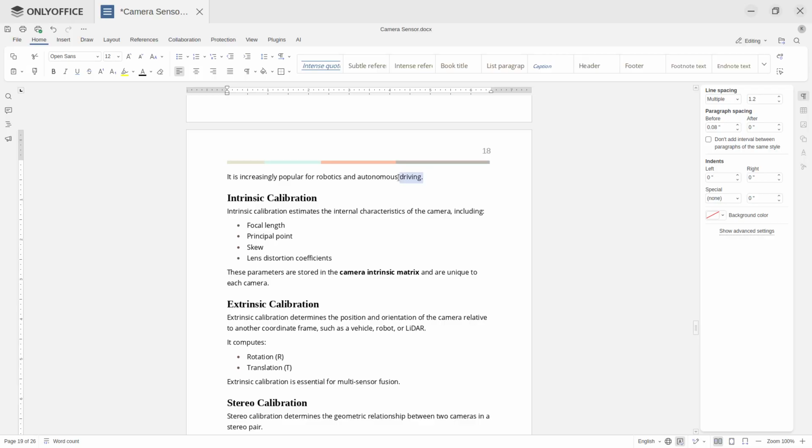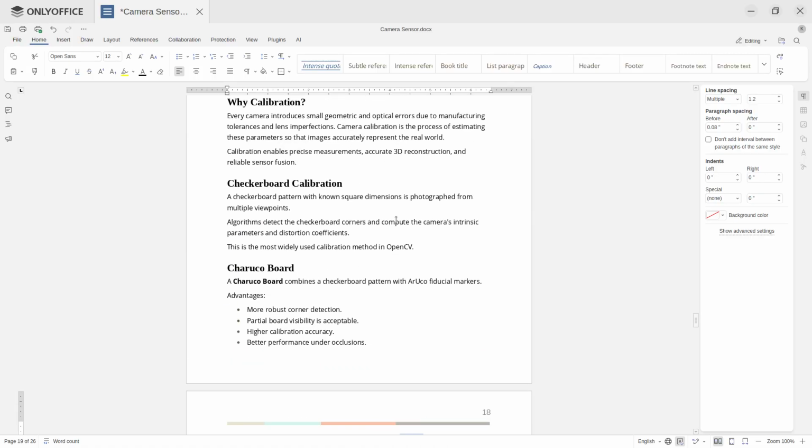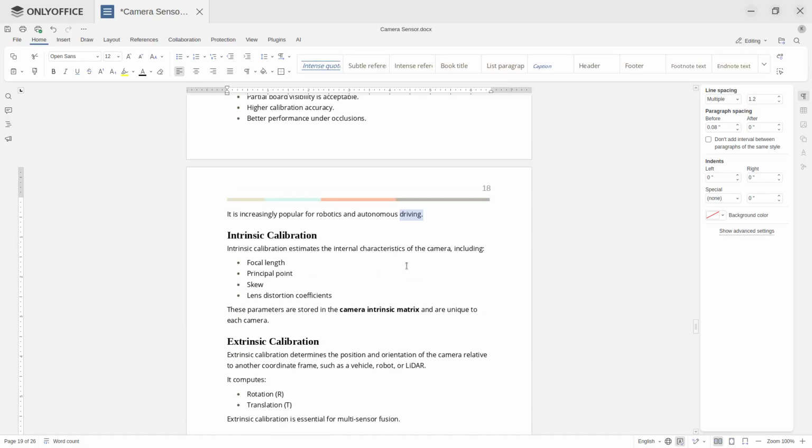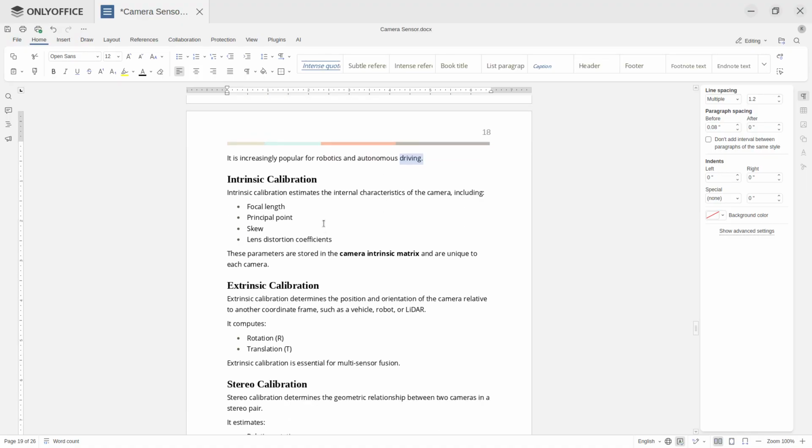See, in autonomous driving, in any autonomous system wherein you are using different sensors, it is very important that you do calibration and try to understand what are the basic inherent errors present in it. Now, intrinsic calibration. Intrinsic calibration estimates the internal characteristics of the camera, including focal length, principal point, skew, lens distortion coefficients. These parameters are stored in the camera intrinsic matrix and are unique to each camera.